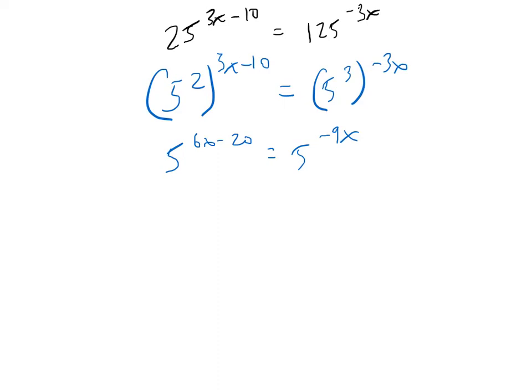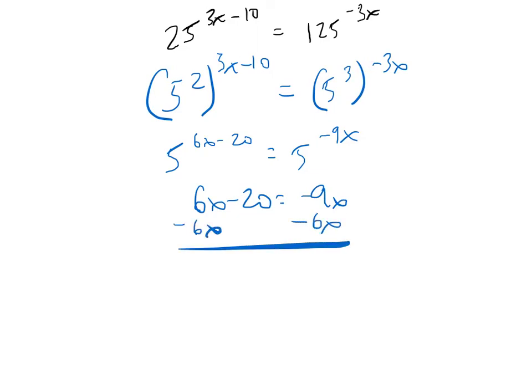Okay? So now I have my common base. They both are a 5. So now I can just set my exponents equal to each other. So I get 6x minus 20 equals negative 9x. I'll subtract 6x from both sides. Get negative 20 equals negative 15x. Divide both sides by negative 15.